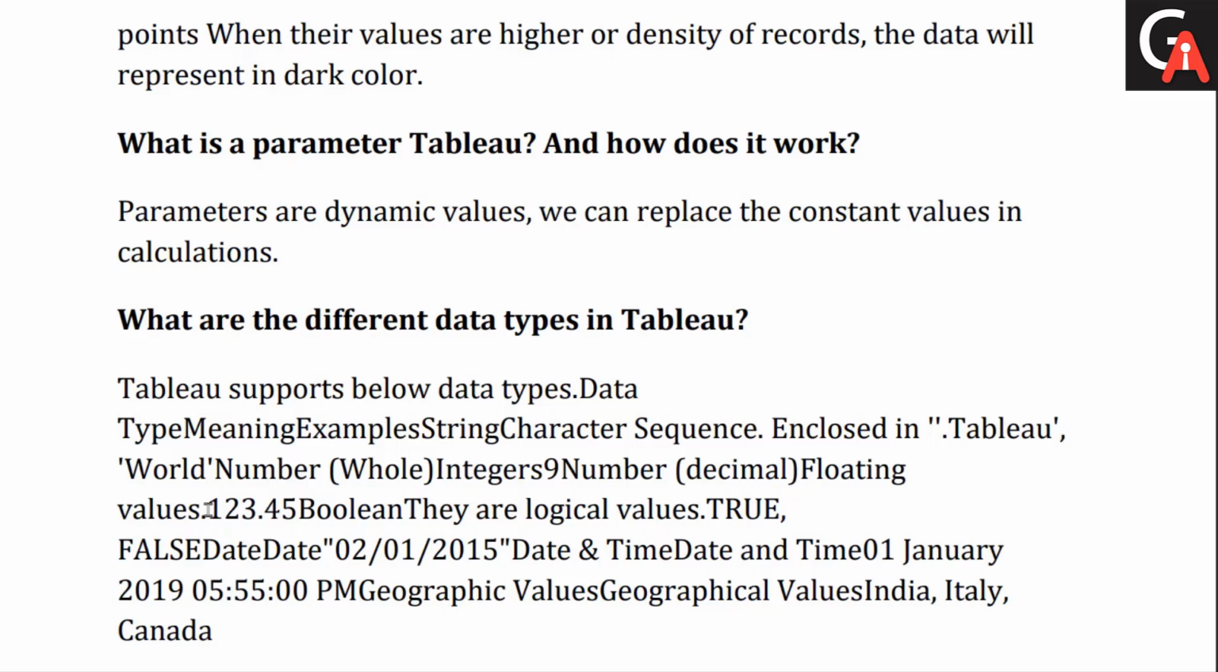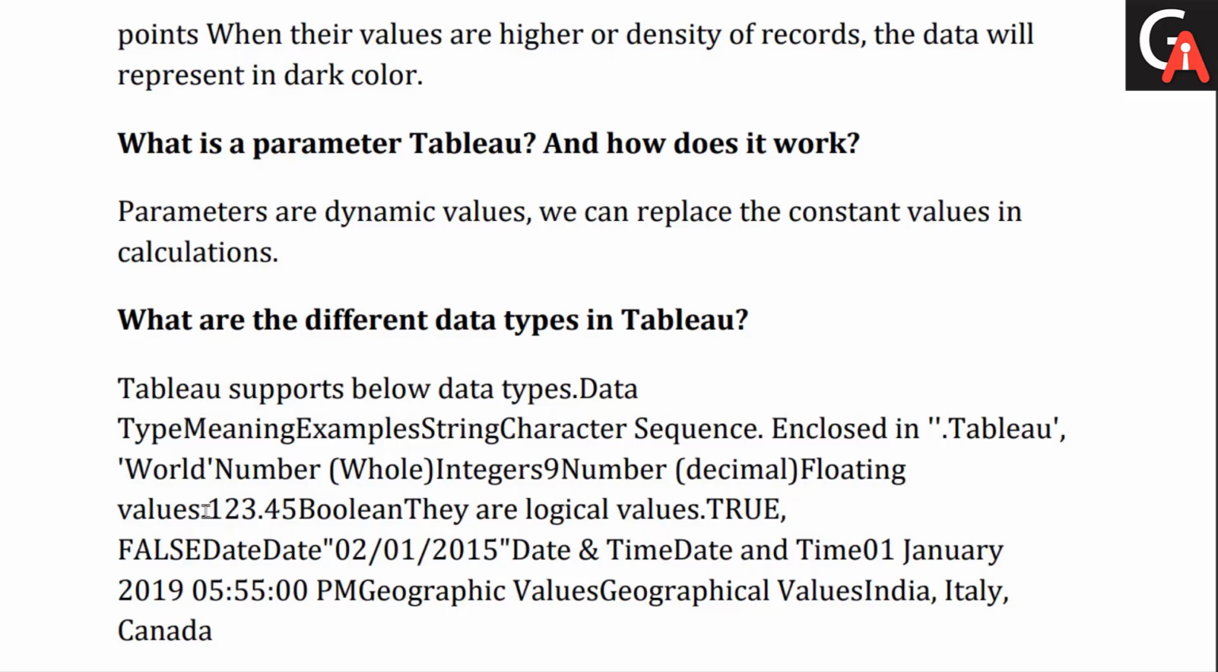Next question we have, what is a parameter in Tableau and how does it work? Okay, so parameters are dynamic values that can replace constant values in the calculations. Basically, we create a parameter, which is a placeholder constant value, and then we have to wire it up in order to make the calculations work. Whenever you are trying to insert any constant value, suppose in the filters of top n, we can just pass the parameter there and get the top n values.